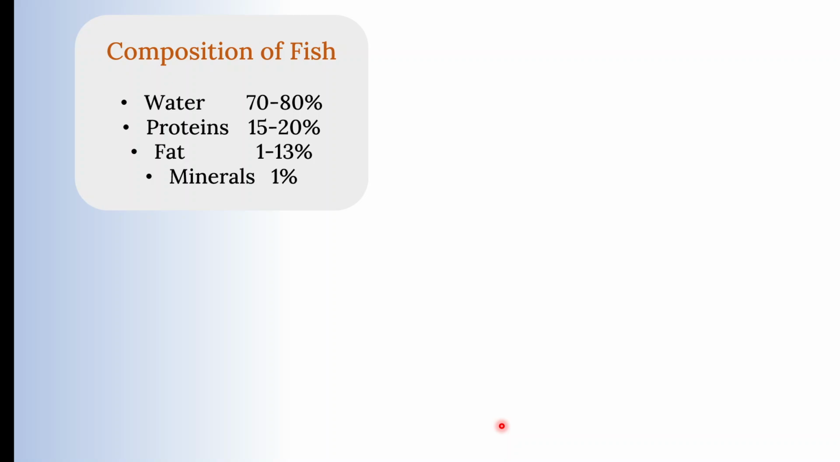Now, as we discussed the composition, let us see this. In fish, in general, water is 70 to 80%, that is the standard. Proteins, 15 to 20%, are available. Fat, 1 to 13%, is very vital. The fat or oil naturally present in fish varies to a great extent, 1 to 13%. I will clarify it a little later as well. And minerals, that is 1%. That is the composition of fish.